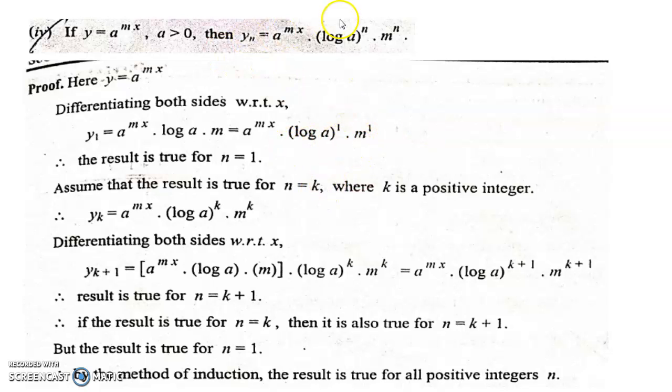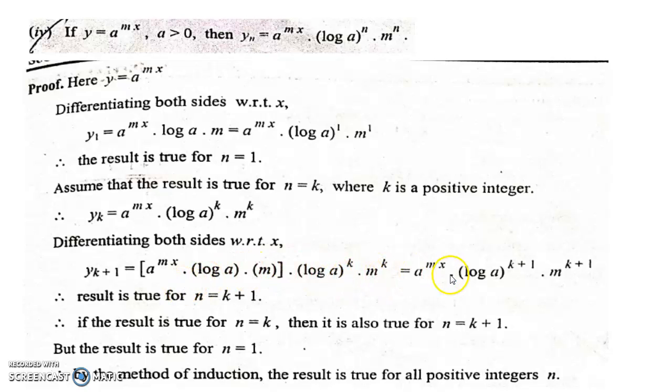Let us suppose that the result is true for n is equal to k. We have yk is equal to a to the mx log a to the power k m raised power k. Now again differentiate this with respect to x. We get derivative of yk will be yk plus 1. A to the mx derivative is a to the mx log a, and derivative of mx is m. Log a to the power k and m to the power k will remain as they are because both are constants.